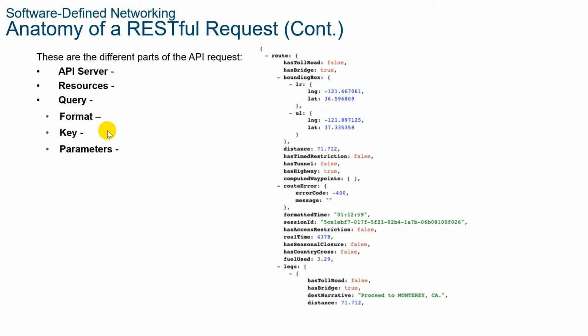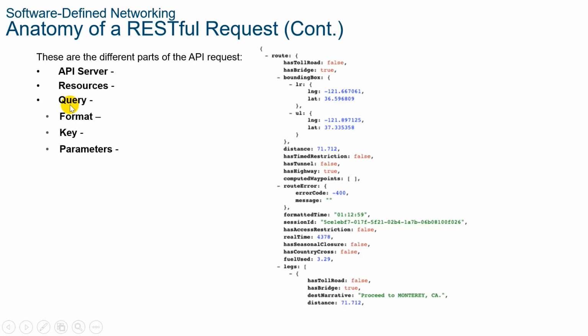Now, these are the different parts of the API request. You've got the API server. This is the URL for the server that answers REST requests. In this example, it is the MapQuest API server. Next are the resources. Resources specifies the API that is being requested. In this example, it is the MapQuest Directions API.